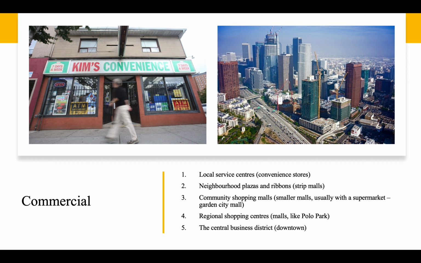There's regional shopping centers, which are larger malls, including Polo Park, which is actually on the smaller end of this. In bigger cities, Polo Park might fit into the community shopping mall category, but in Winnipeg, it would be a regional shopping mall. And 5, the Central Business District, which looks kind of like this, which is where all the business happens. So office spaces and things like that. An example would be downtown Winnipeg.